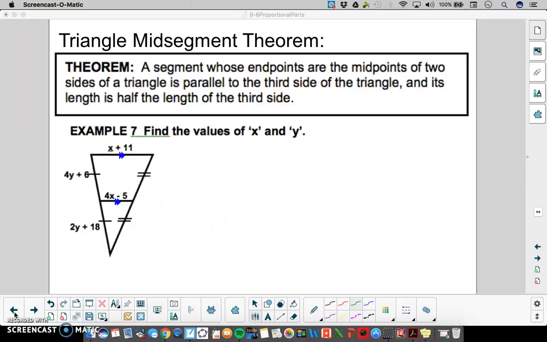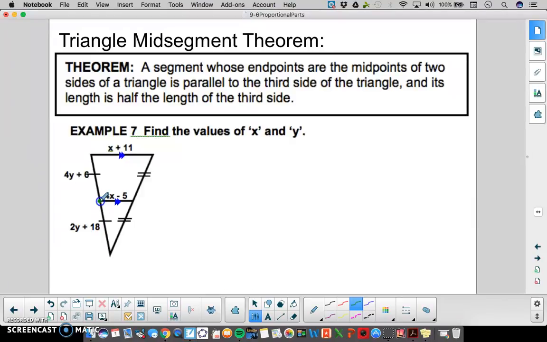In this example, we're looking at the triangle midsegment theorem. This is the theorem that states when we have that parallel segment again, and it cuts the parts so that these pieces are congruent. So this point right here would be the midpoint of the segment because those two parts are congruent, and it shows that by those dashes. It's also going to be the midpoint of this side because those two pieces are congruent.